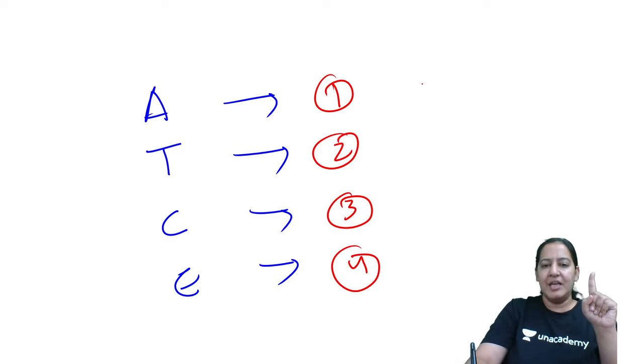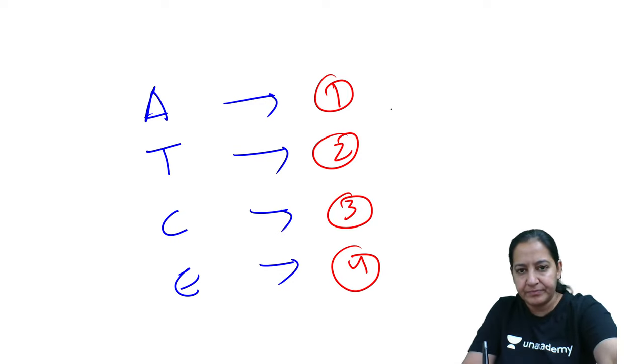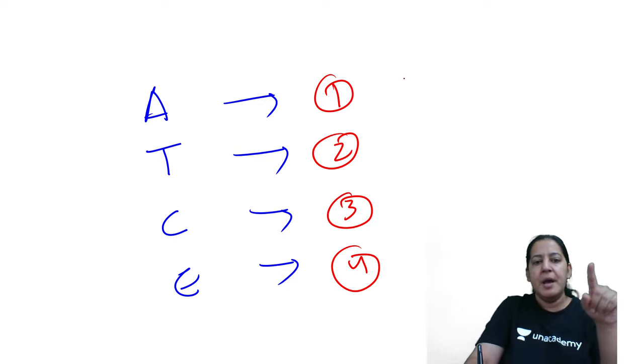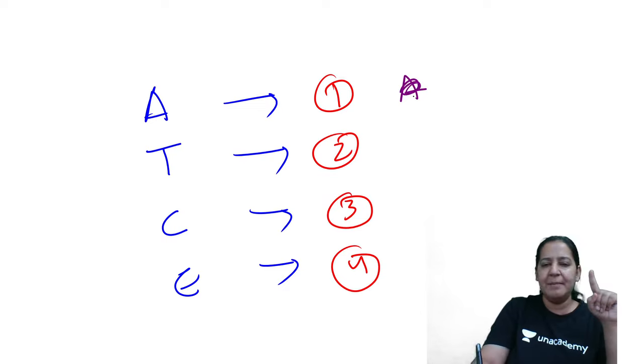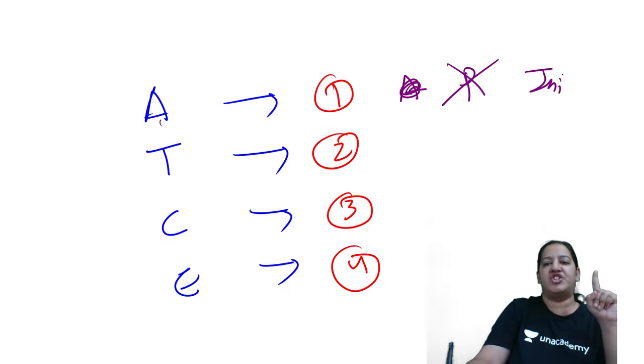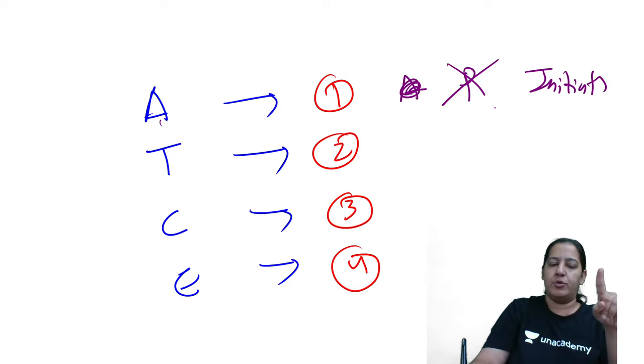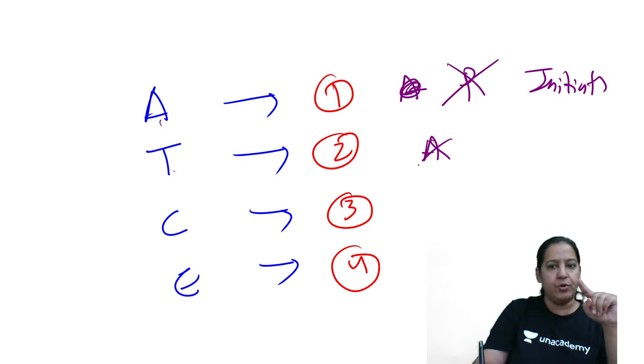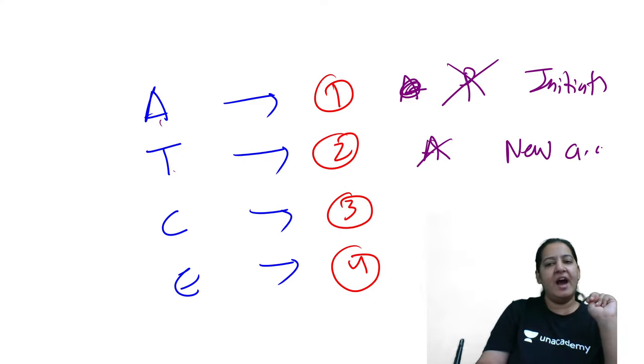Step number 1 is inhibited by inhibiting P window. So aminoglycoside inhibits P window because step number 1 is the initiation. Initiation takes place at P window, right? Tetracycline inhibits A window, so step number 2 is inhibited, that is, the coming of new aminoacyl tRNA at A window.